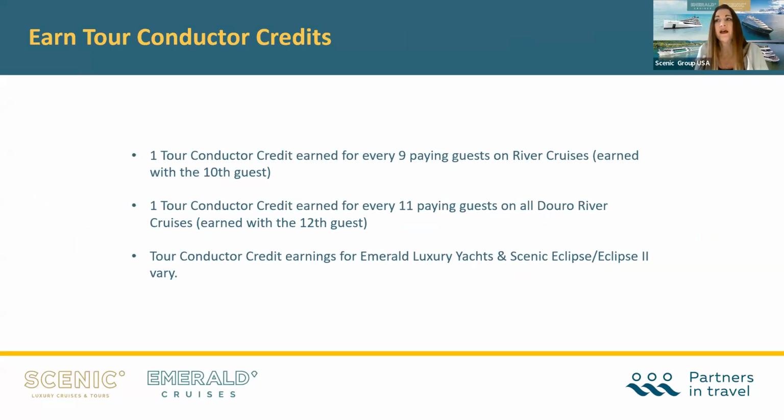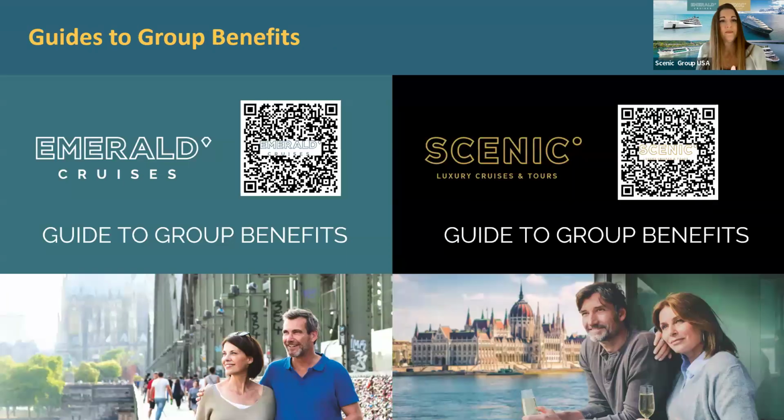Every 10th is free. It's 1 for every 9 paying. The 10th is free for the river cruises. The Douro is a little bit different. It's the 11th one that is going to be free. And then on our ocean products, they vary. So it could be 10th or 11th or 12th even, but those vary based on the itinerary and the ship that it's sailing.